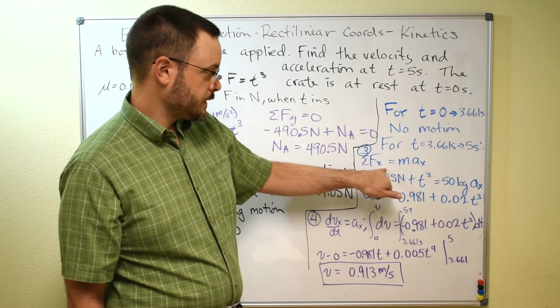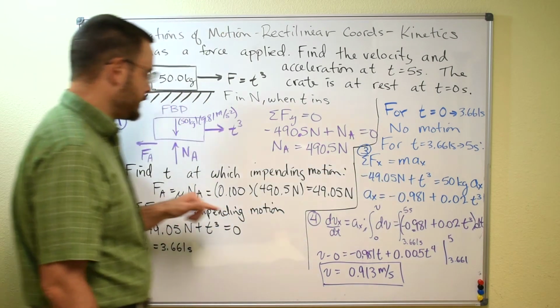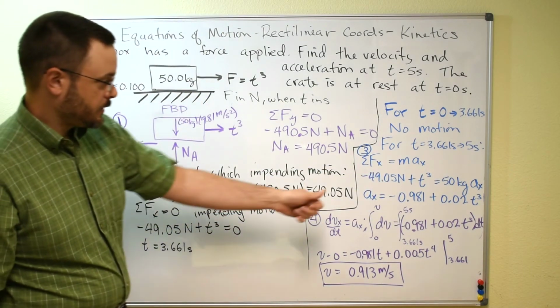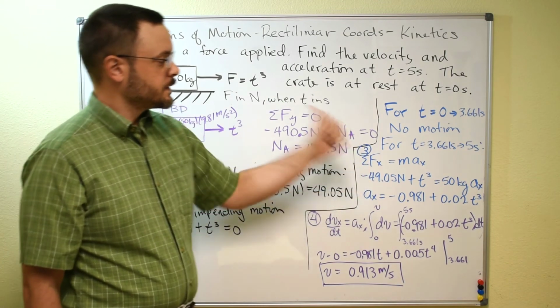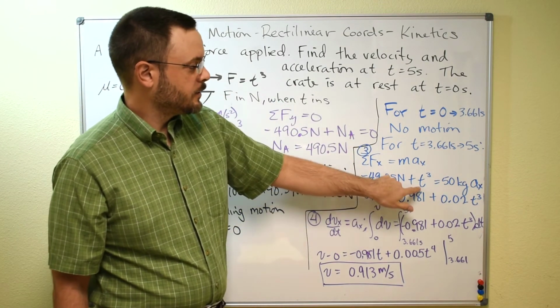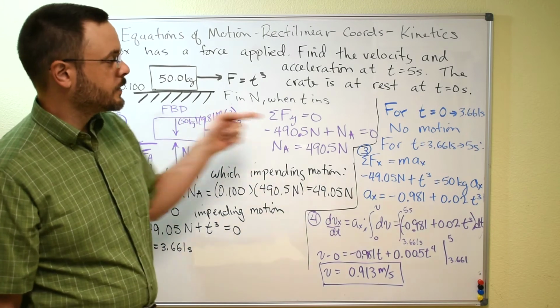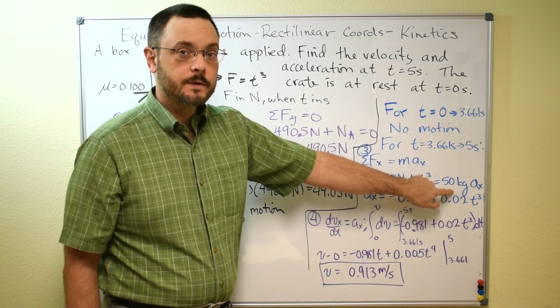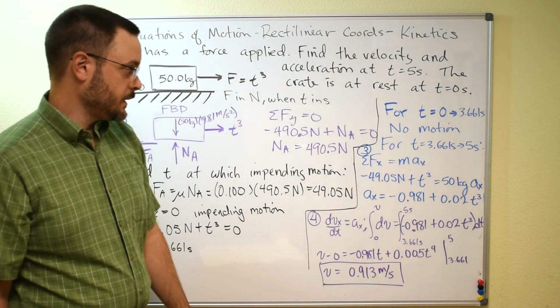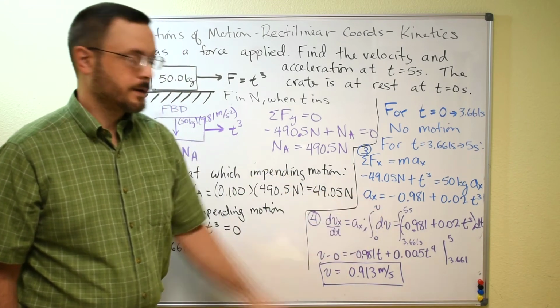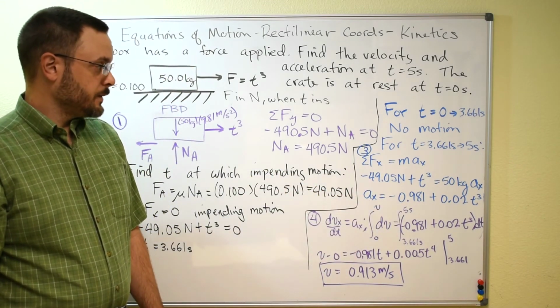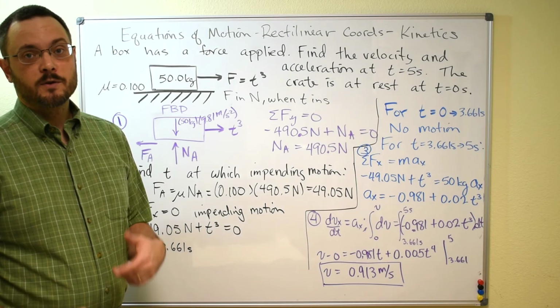So we do our sum of forces in the x based on the same free body diagram. So we have the same frictional force going in the negative x. We have the t to the third power going in the positive x. That's equal to the mass times acceleration in x. And then we can solve for that acceleration. And we'll notice that the acceleration is a function of time.